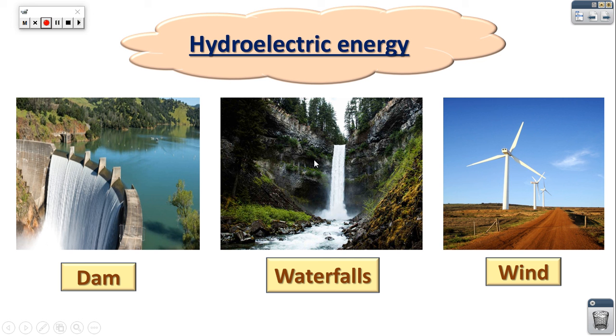and all of them are renewable sources of energy. So we can use fossil fuel as a non-renewable source of energy to produce electricity, and we can also use renewable sources of electricity such as dams and waterfalls in hydroelectric energy, and also we can use the wind. So hydroelectric energy is just dams and waterfalls.